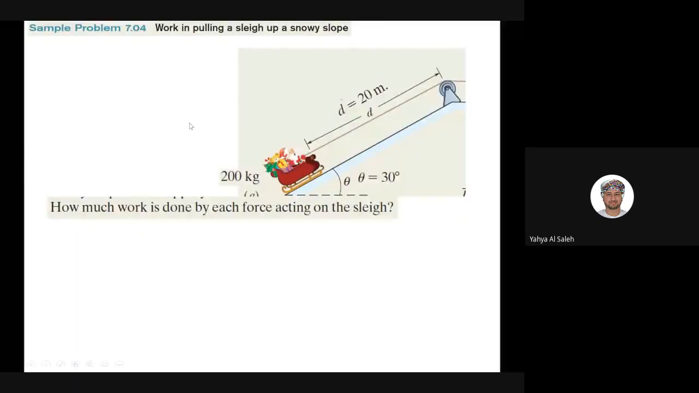So you have the sleigh, 200 kilograms at 30 degrees, going up 20 meters. Say, for example, I am pulling it by a rope, which means somewhere here I will need an engine, and I need to figure out how much work this engine should be doing. I'm designing the system. So we start at 0, and when we get to the top we stop it. We want it to be 0 as well. First things first, free body diagram.